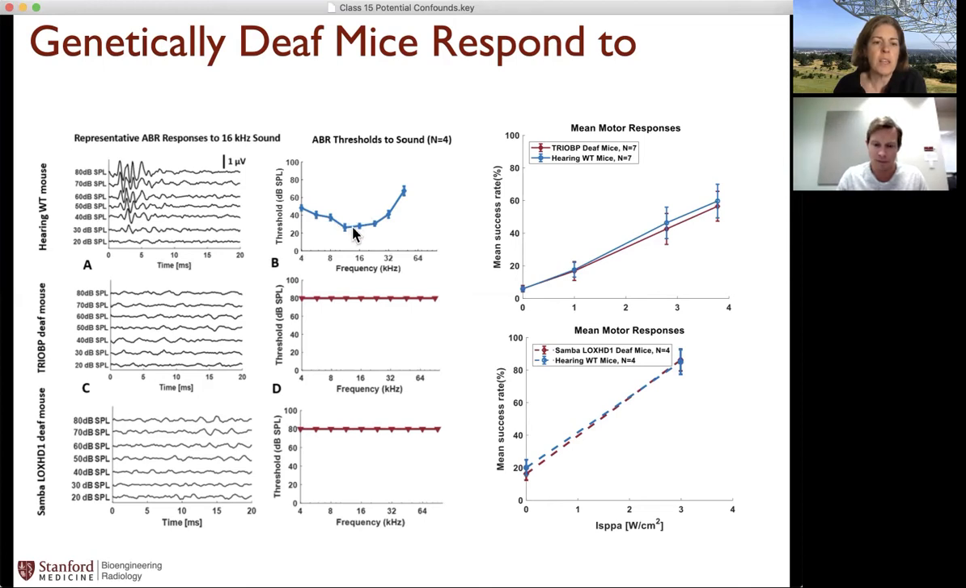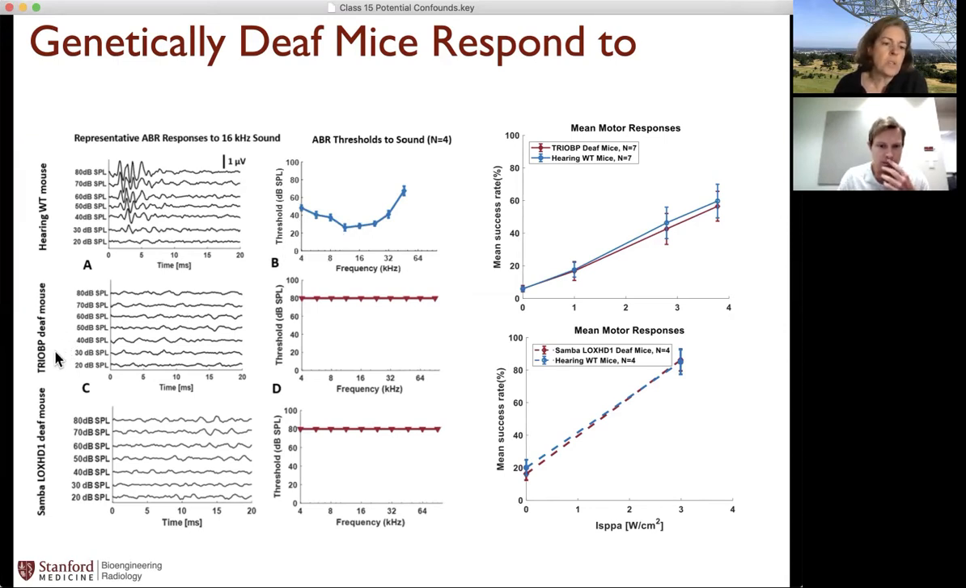When you plot that out, you get a response that looks like this. This is saying that at a low level, about 20 dB or 23 or 30 dB SPL, you get a response at these frequencies. And if you go up to this frequency, you have to go much, much higher in order to get a response. So this is telling you how good their hearing is.